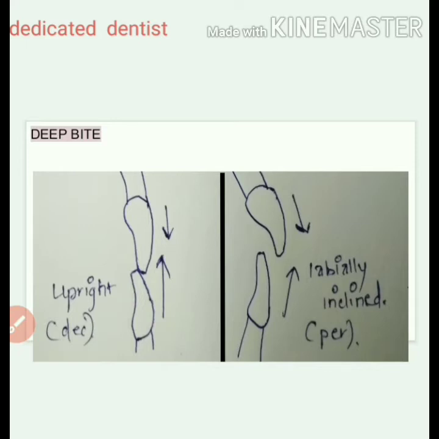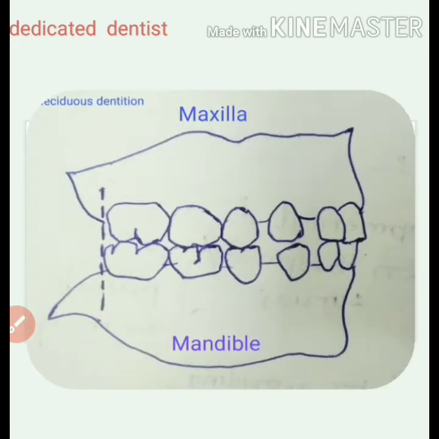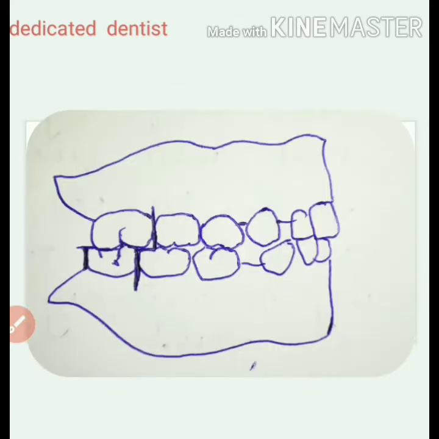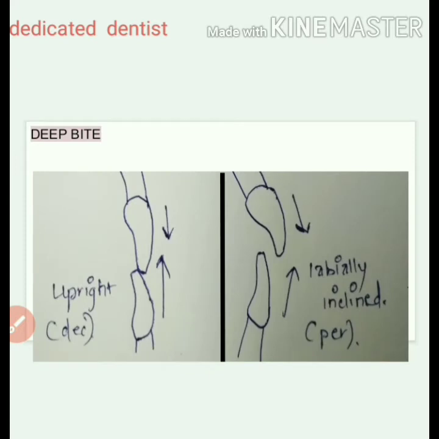So that was all about the deciduous dentition period. We see spacing in this period and a deep bite. So these are the characteristic features of this period. We can see either a flush terminal relation, a distal step or a mesial step. And how a deep bite is corrected, we have seen that.